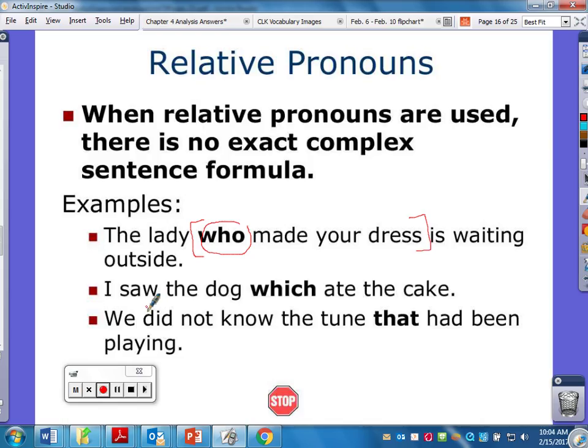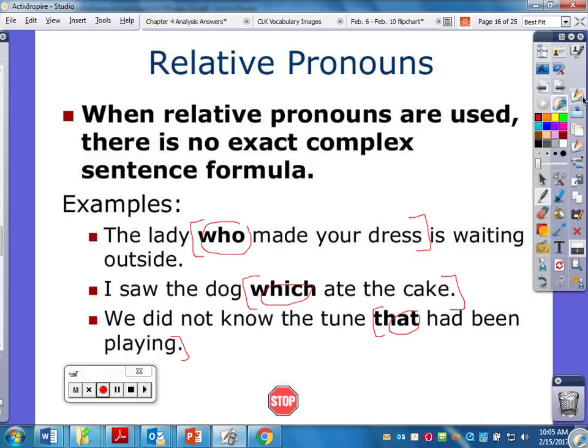Look at the next one. I saw the dog which ate the cake. Here's our relative pronoun. This time, our dependent clause comes after the independent. Same with number 3. We did not know the tune that had been playing. Our dependent clause comes after the independent clause. So again, when relative pronouns are used, there is no exact complex sentence formula.